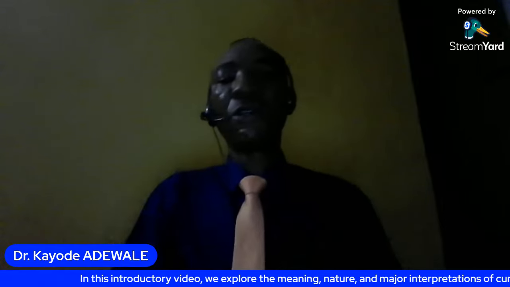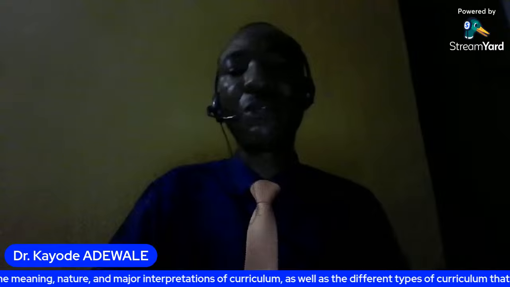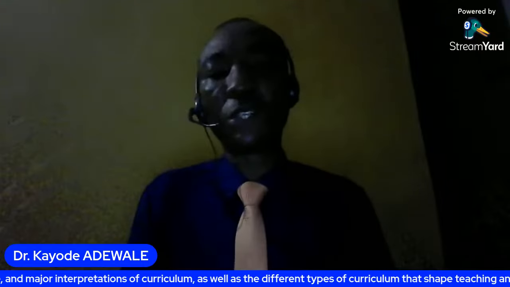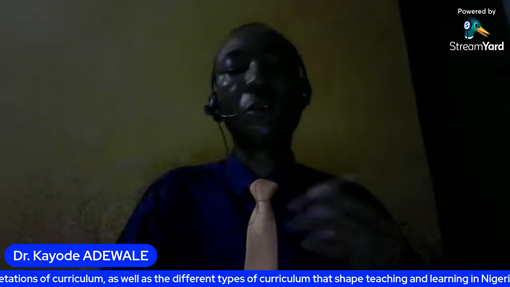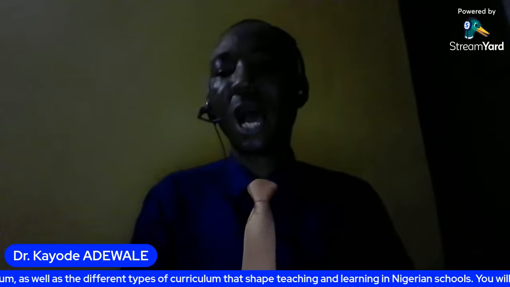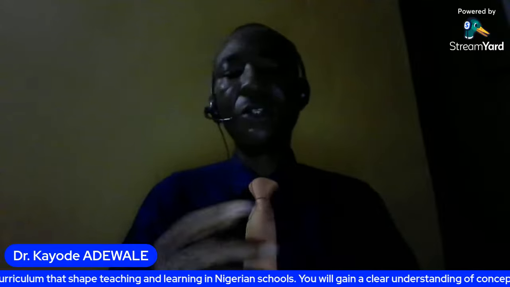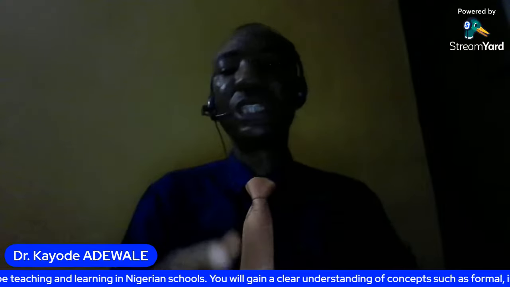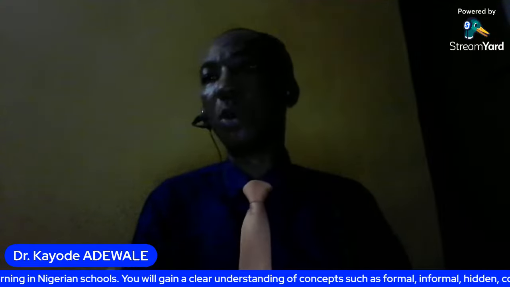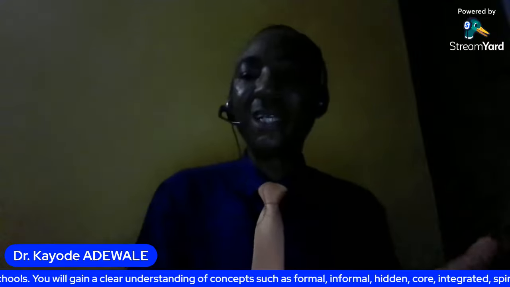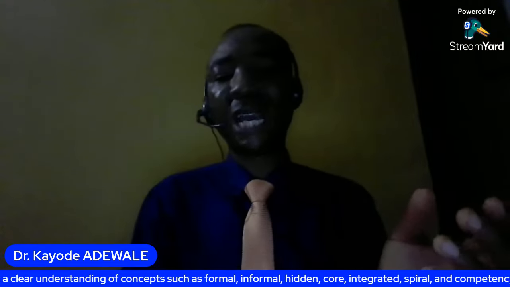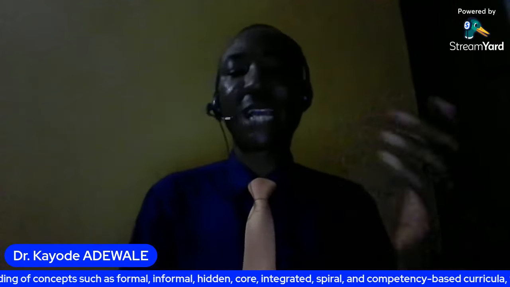Number 4 is continuous improvement, sharing feedback with the education board to improve on the curriculum. And that is why we have what we refer to as curriculum review. In Nigeria, just of recent, they reviewed our curriculum. And they were like, okay, there are some subjects that are not supposed to be there, and some subjects that are supposed to be there.